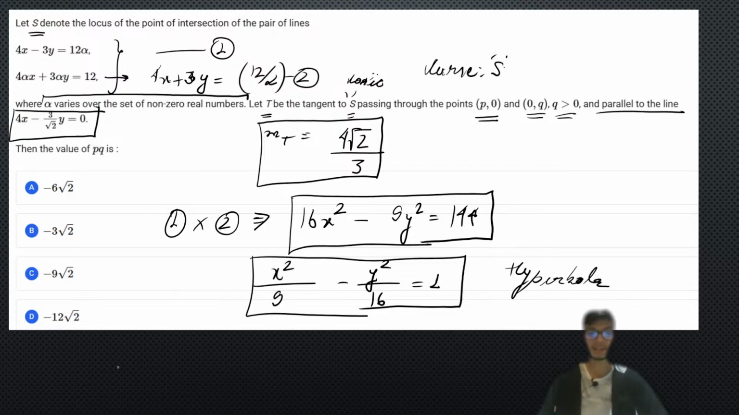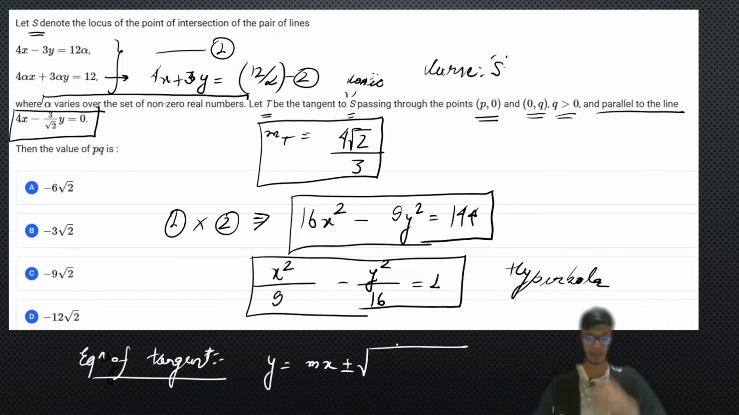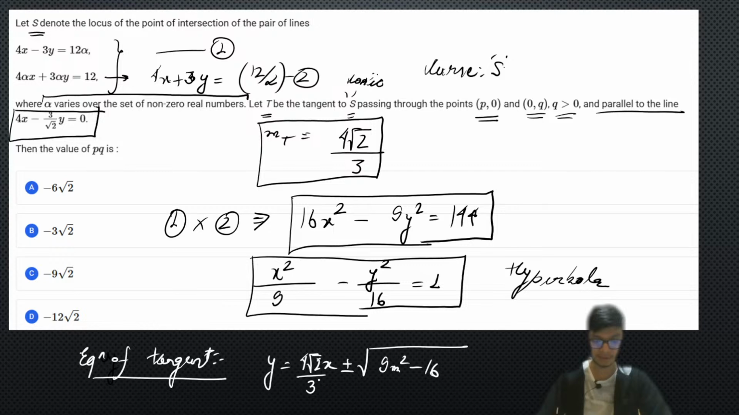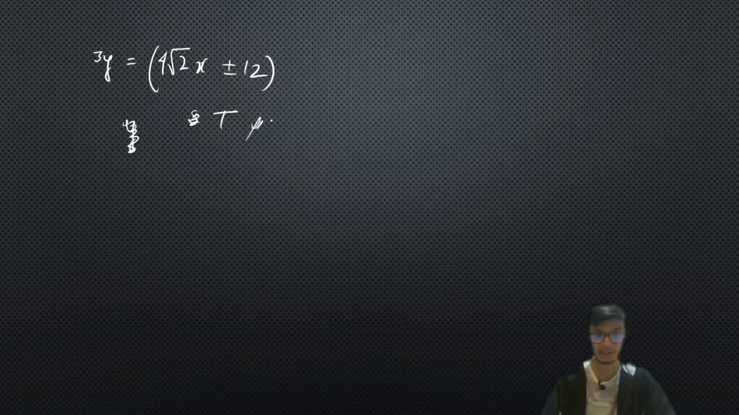Now we have to find the tangent at 2 points. For the given hyperbola, if we recall the equation of a tangent, it is y equals mx plus or minus the square root of a square m square minus b square, which is going to be 9m square minus 16. I know the slope, which is 4 root 2 by 3. So I can write the equation of the tangent as 3y equals 4 root 2x plus or minus 12.